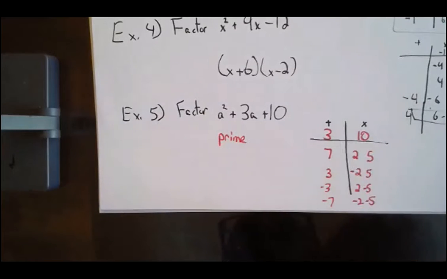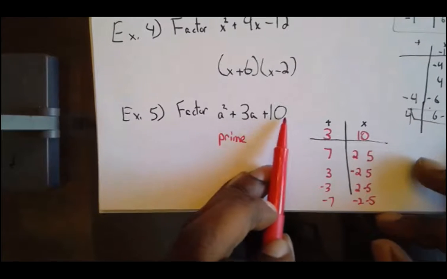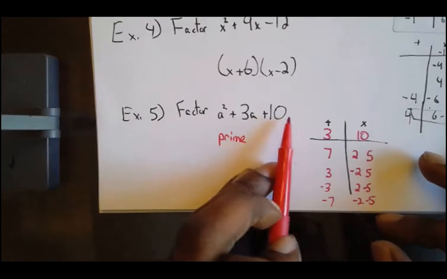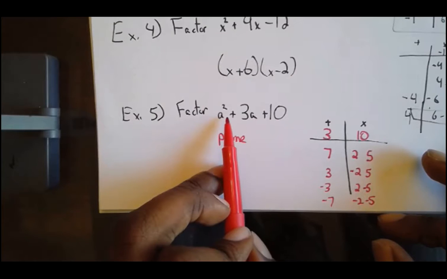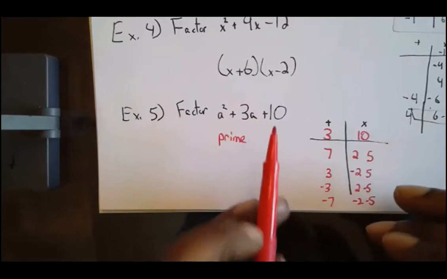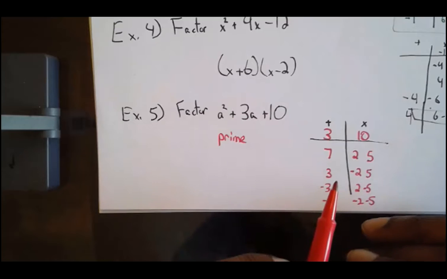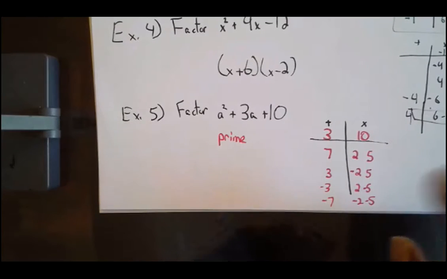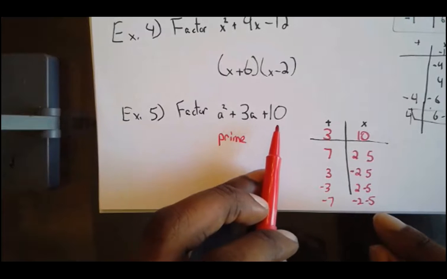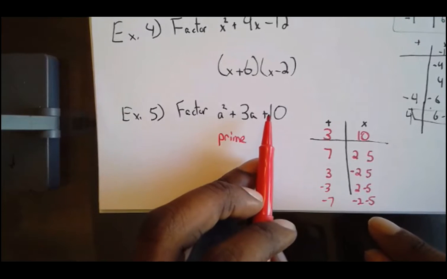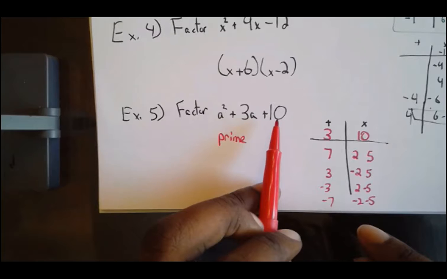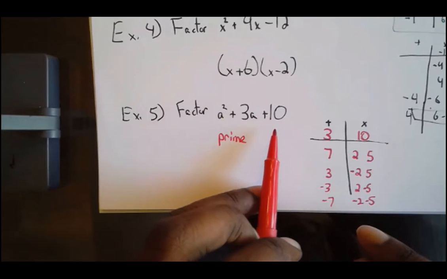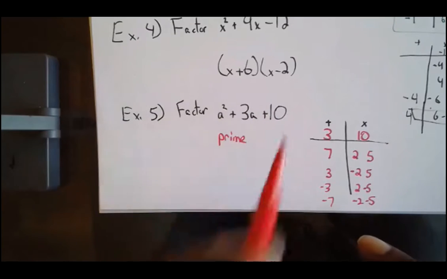This is an example of a prime factor. Prime means that it is already broken down to the lowest form and it can go no further. You will have a problem on the test that is prime. So if you cannot find the numbers, it may be prime. But if you're getting a bunch of primes, that's not good. It probably means that there are numbers there that you just aren't finding. Okay, but this one is prime.